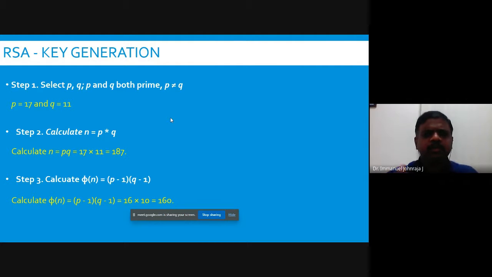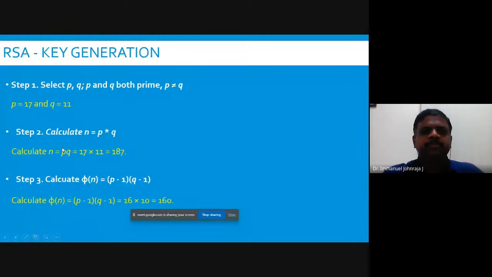Can I use A and B? You can, but P and Q is the customary notation used for the RSA algorithm. P and Q are two prime numbers and they cannot be equal. So for our example calculation, I have taken values from your textbook. P is chosen as 17 and Q is chosen as 11. P and Q are prime numbers as you can see, and they are not equal.